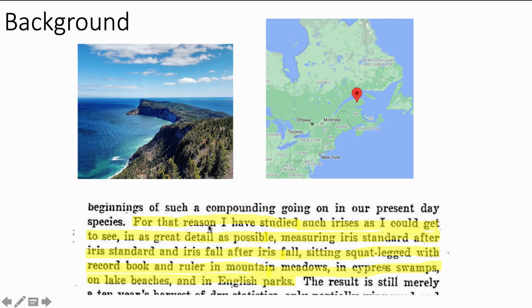He says in the paper, "For that reason I have studied such irises as I could get to see in as great detail as possible, measuring iris standard after iris standard and iris fall after iris fall, sitting squat-legged with record book and ruler in mountain meadows, in cypress swamps, on lake beaches, and in English parks." So it's a very old paper, it's not very scientific, and it actually doesn't provide the data at all. It's almost like a journal entry just saying, hey, I've been collecting this data.